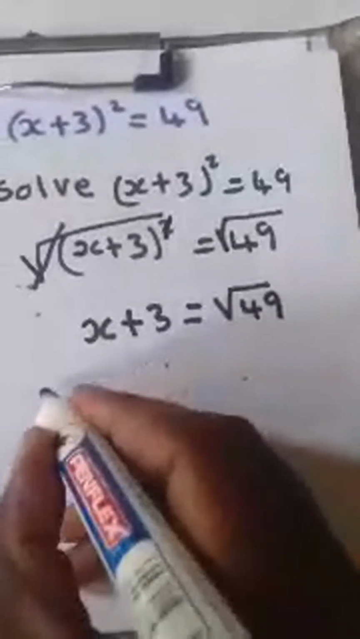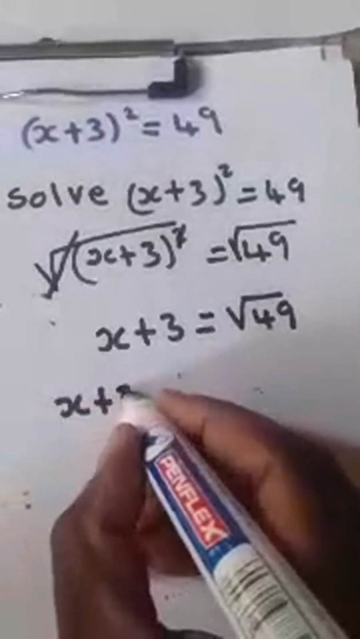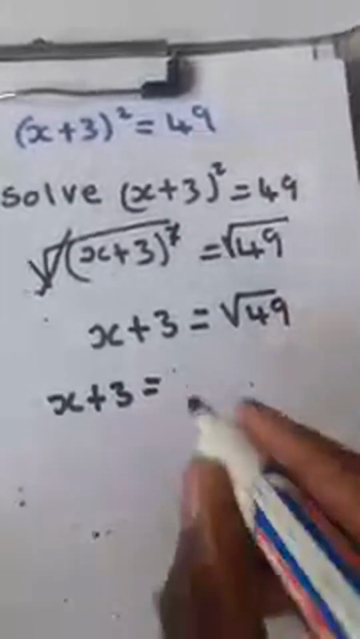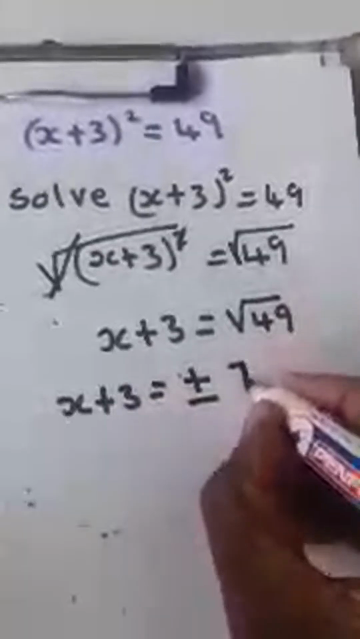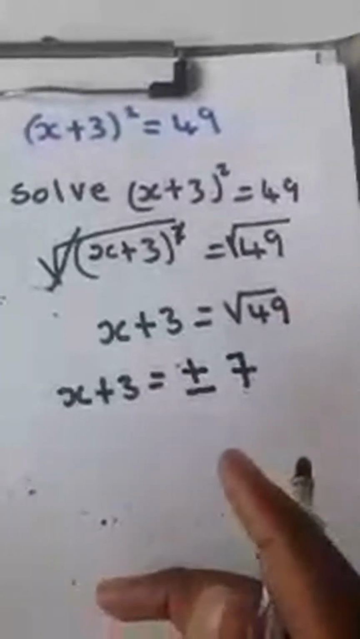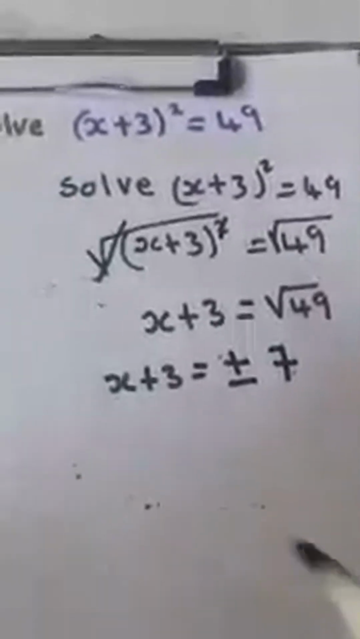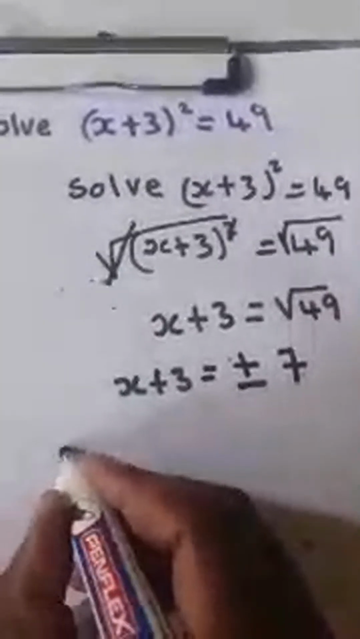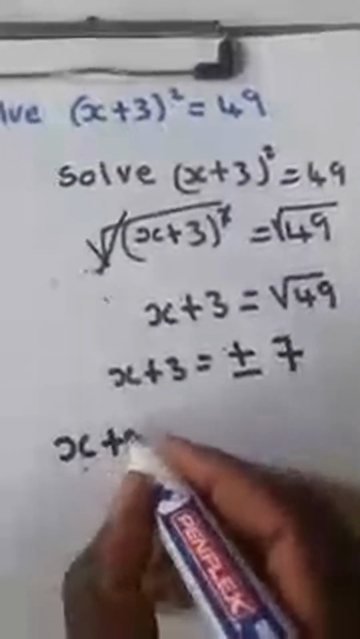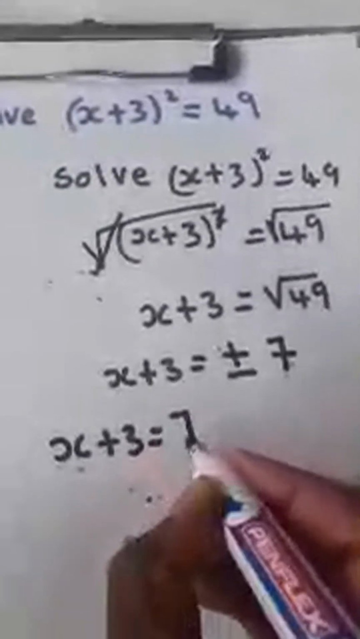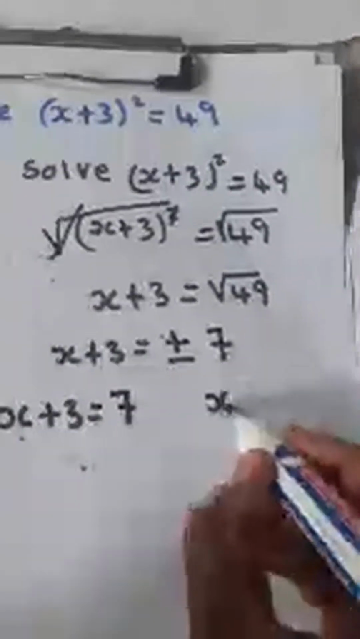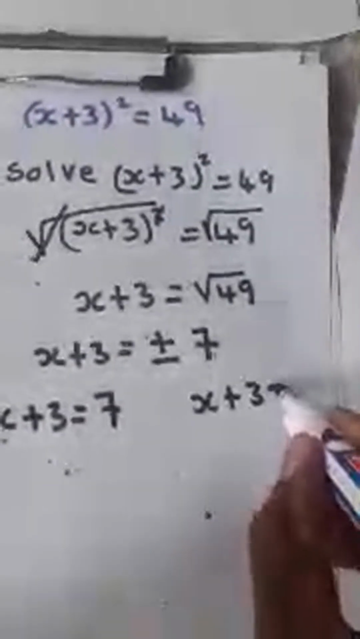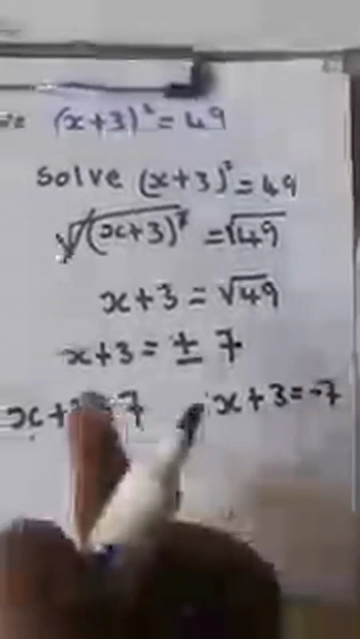49. And remember, every number that comes out of a root sign will be positive and negative, or plus and minus. So root 49 is equals to plus or minus 7. Okay, so our first answer will be x plus 3 is equals to positive 7. Remember, we have a plus and a minus. Then the other one will be x plus 3 is equals to negative 7. So that's plus and minus, to get two answers.